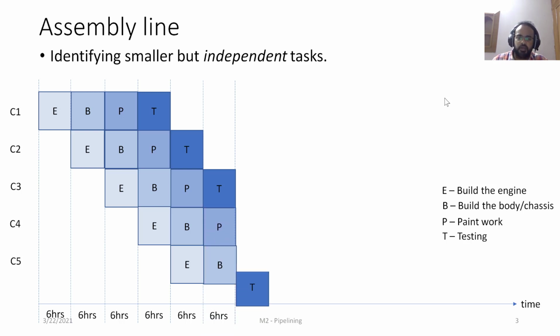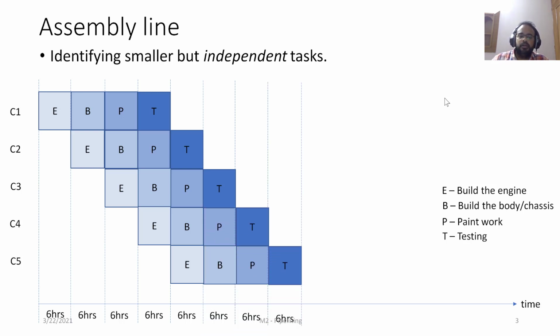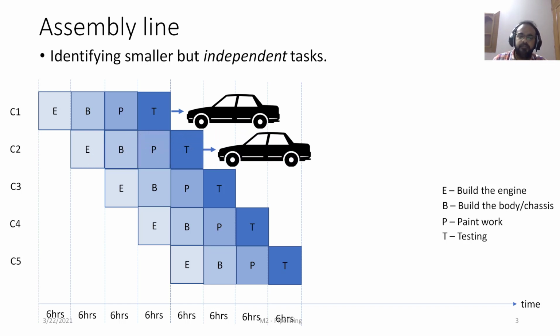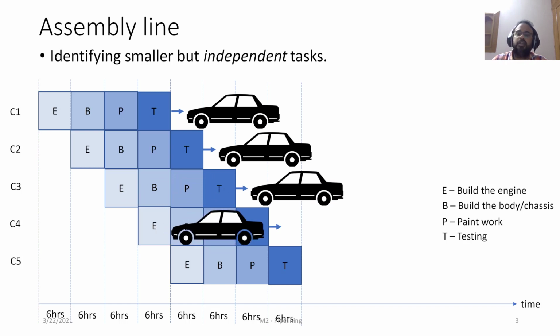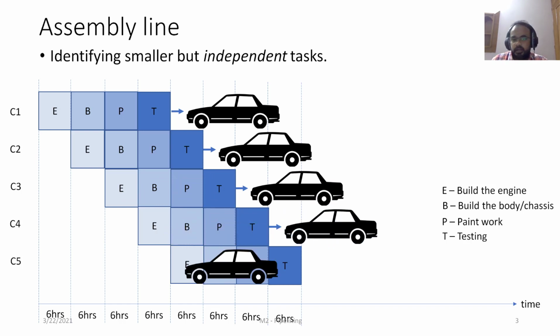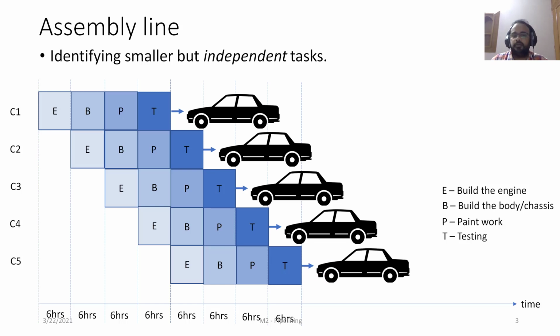So this would continue. So by the end of first 24 hours, right, the first car would be rolled out. But the interesting thing, if we are able to achieve such a pipeline assembly line, is right after the next 6 hour slot, the second car is ready to be rolled out. And after that, 6 more hours, we can roll out the third car. 6 more hours, we can roll out the fourth car. And 6 more hours, we can roll out the fifth car, right?